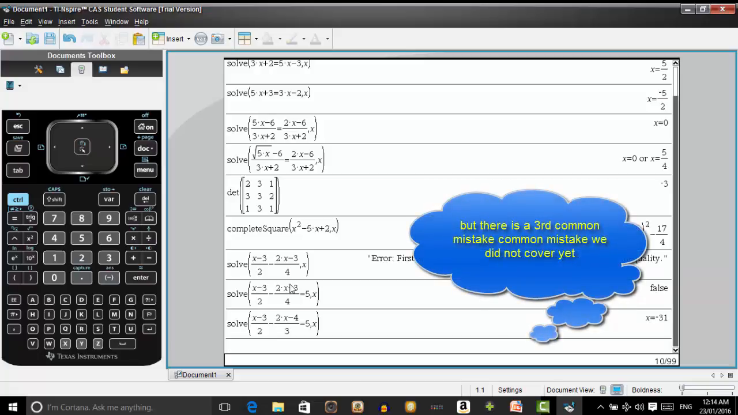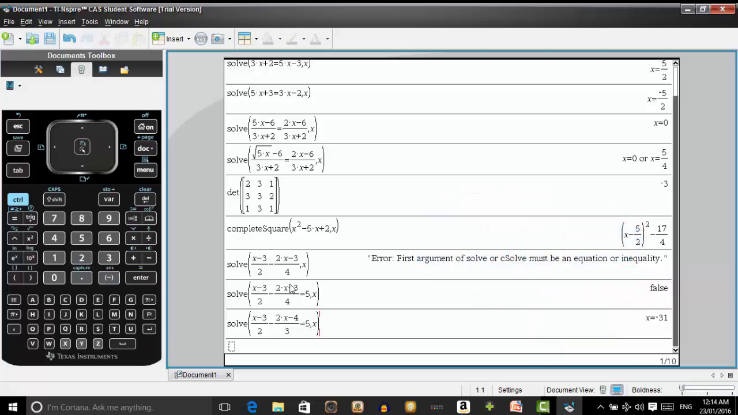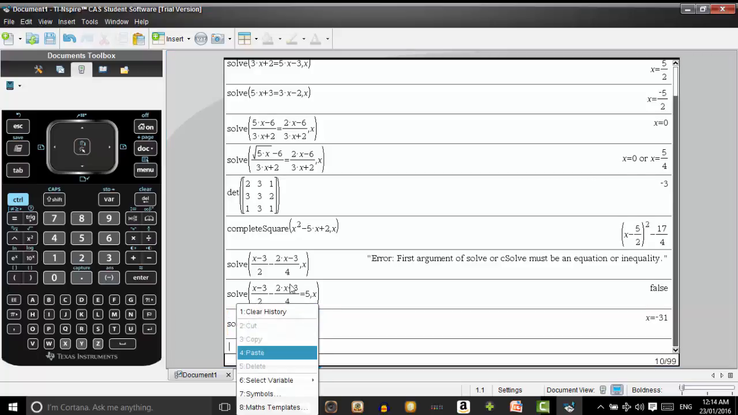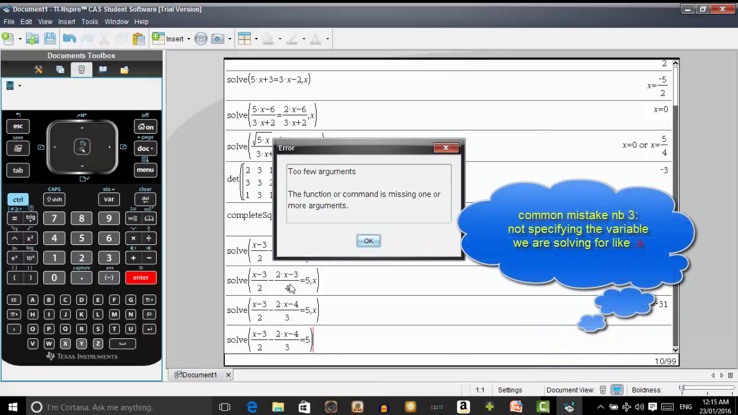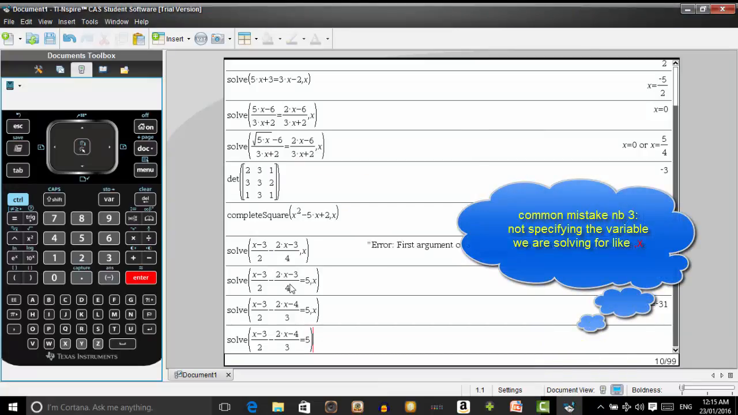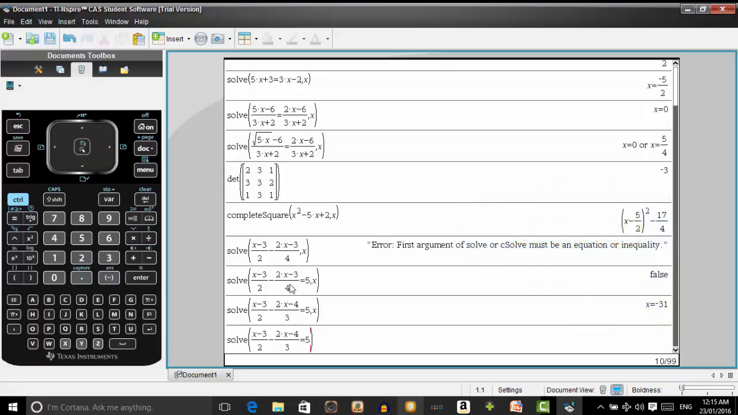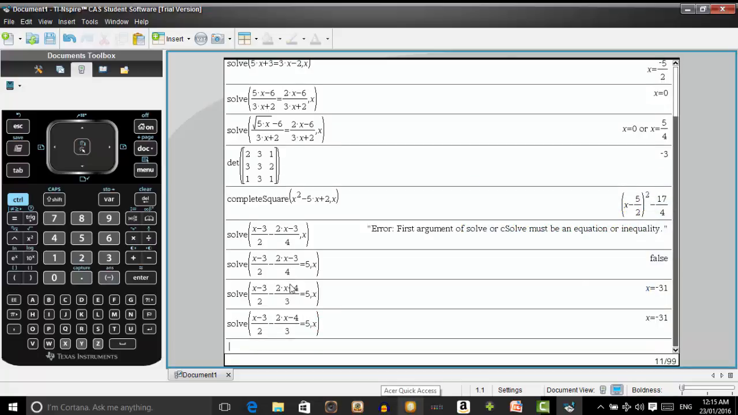Also, if we have written, let's copy it again, even if you've written the whole thing, but you don't tell it what variable it is and you hit enter, again it will not solve it for you. Because it's asking you, okay, what do you want me to solve? What is the variable? So you need to tell it the variable is x. Then when you hit enter, it will solve it for you.